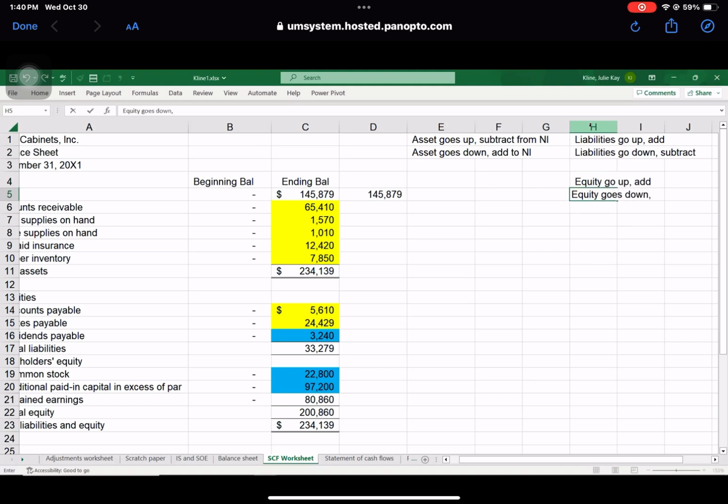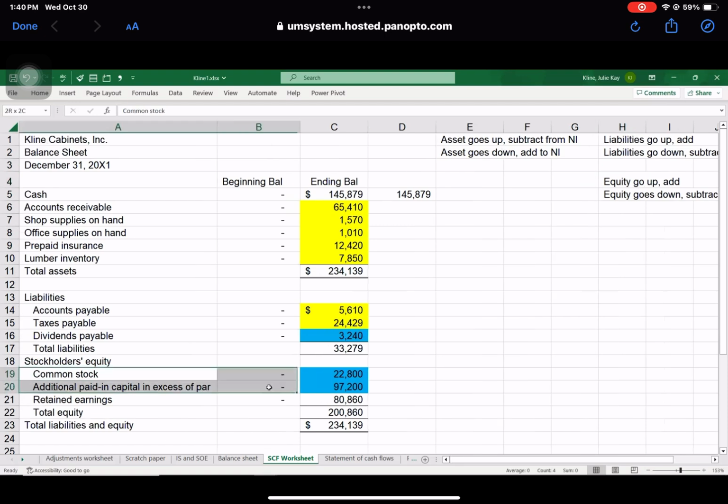Now we can see it a little bit clearer with equity because the entry to get common stock, right, is a debit to cash and a credit common stock. And that makes equity go up. And we're going to add that amount as a cash inflow, right? Cash went up. And so if equity goes up, we can say therefore that cash goes up. And that's the same with common stock and additional paid-in capital going up as well. So we can see some directions here.